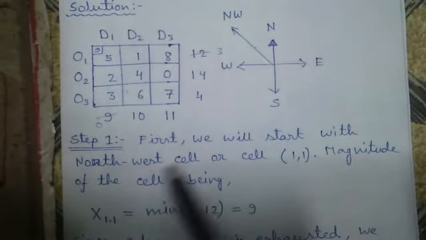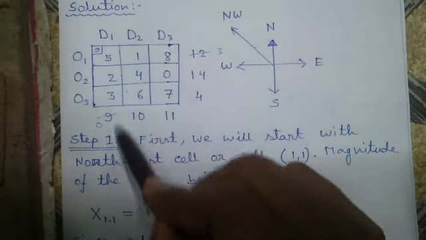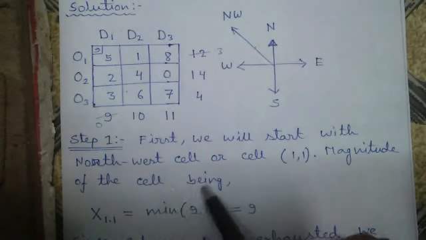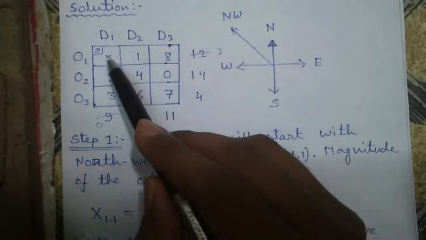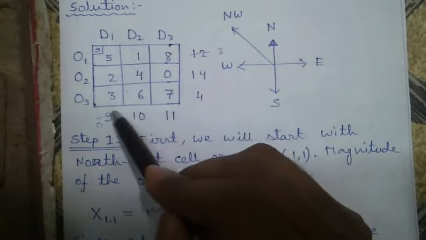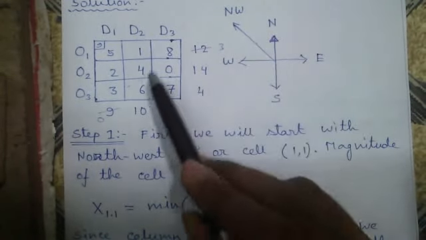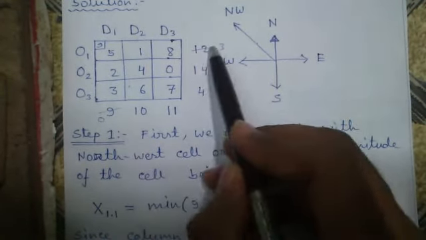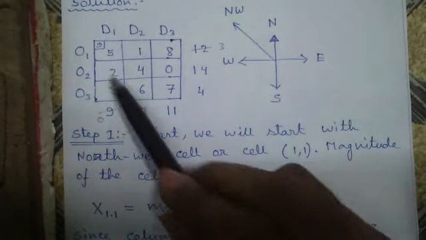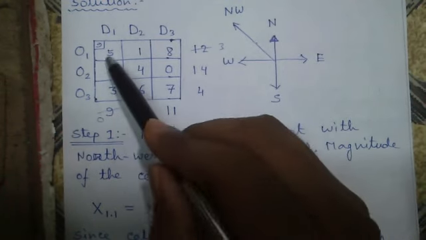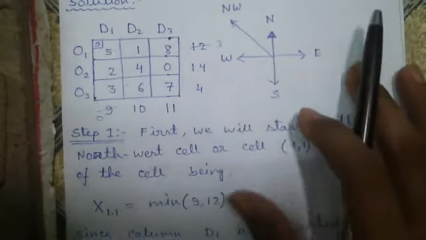So first we will start with the northwest cell, or cell 11. 11 means it's in row 1 and column 1, and the magnitude of the cell x11 equals the minimum. In this cell the total demand is 9 units and the total supply is 12 units. So we can allocate 9 out of 12 at this cell. So the magnitude of the cell is the minimum of 9 and 12, that is 9. So 9 is allocated to 5. Allocation means writing the allocated value in a small box in that cell.